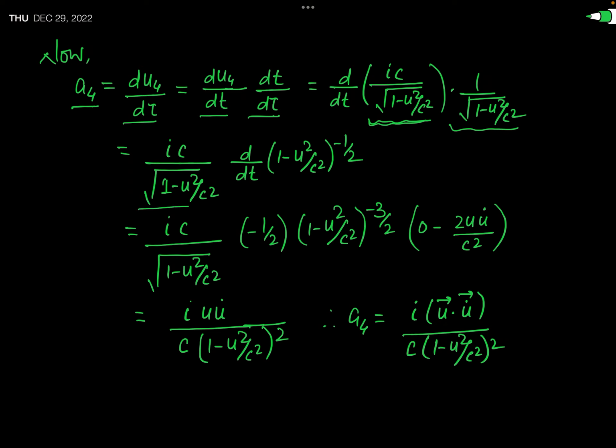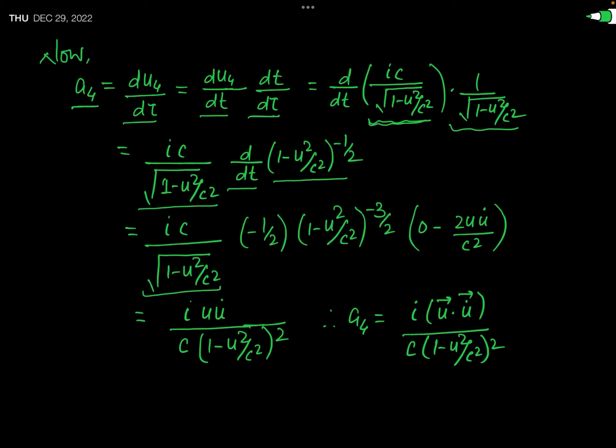This will be iC over root over 1 minus u square by c square, and the operator d/dt will be operated on 1 over root over 1 minus u square by c square. So if you write this factor in the numerator, then this will be (1 minus u square by c square) to the power minus half. Okay. Now let us differentiate it. This factor has been written here, you can see.